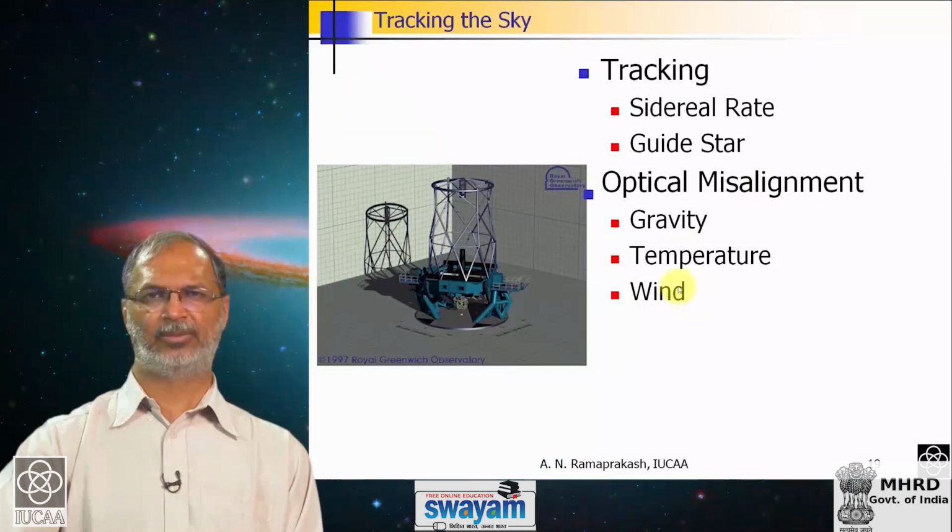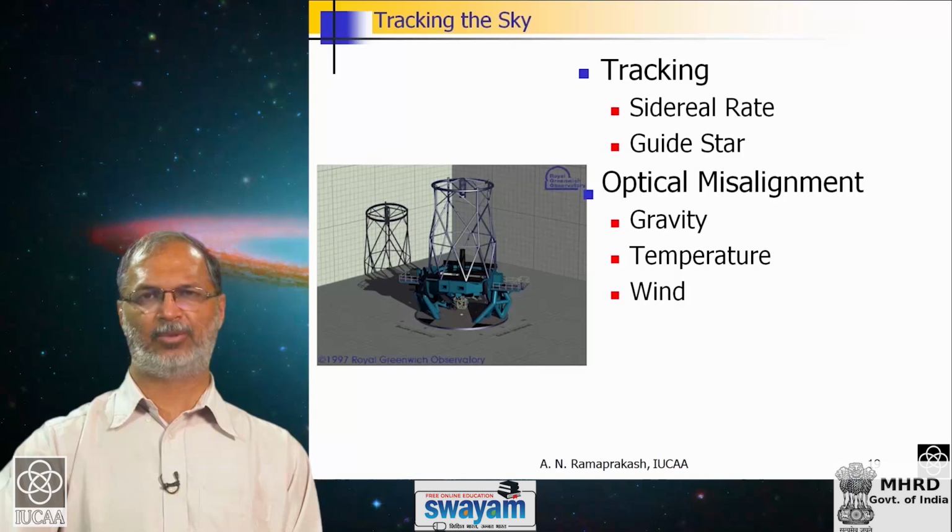causes which can lead to misalignments, like gravity. When the telescope is pointing vertically up or horizontally or toward the lower direction, the effect of gravity on this optics and the entire mechanical structure is very different, and this can misalign things. Temperature changes, wind, all this is going to affect how well a telescope can operate in that environment.